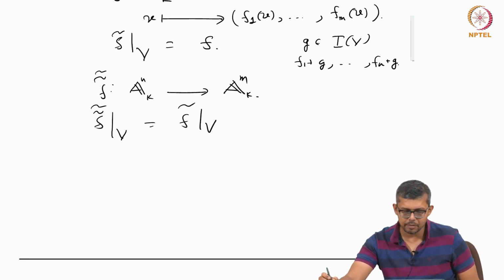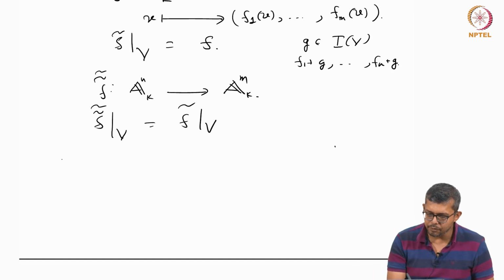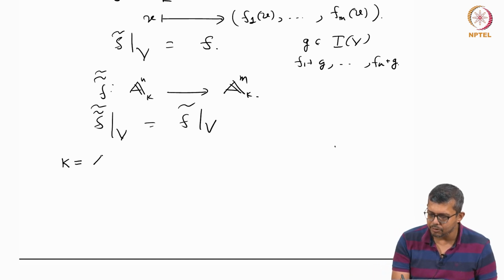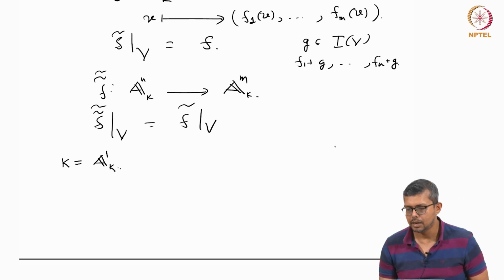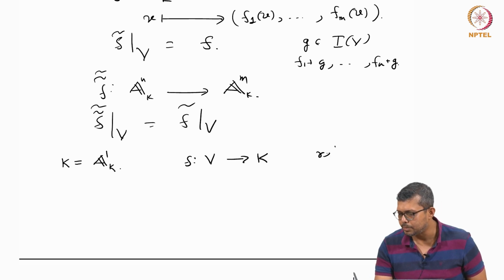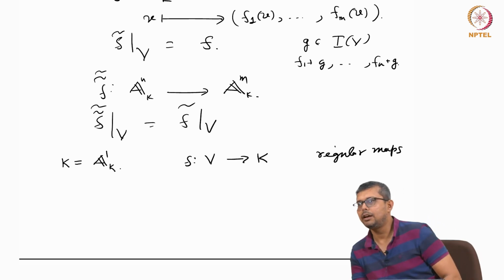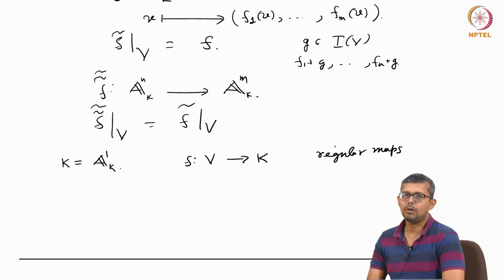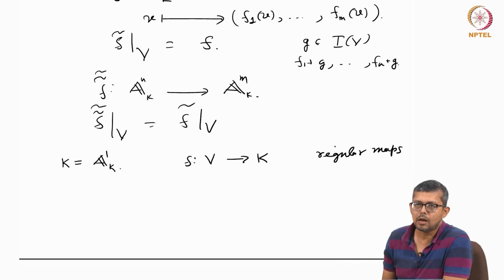Now if I identify K with the algebraic set, the affine space A^1(K), then if you have a morphism from V to K, these are called regular maps. When W is the affine line, the morphisms from an algebraic set to the affine line are called regular maps.